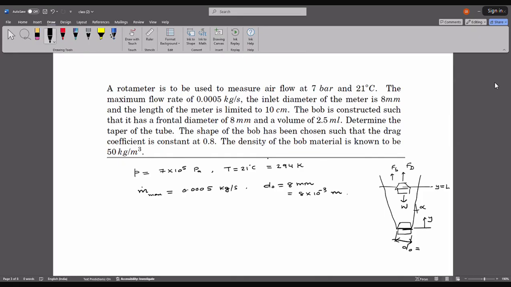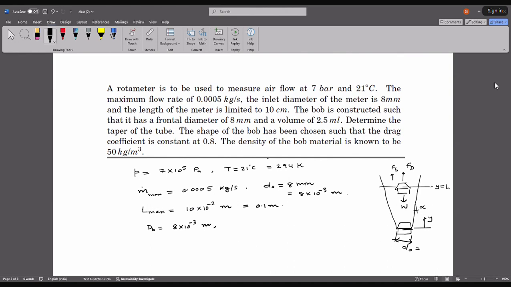The length of the meter is limited to 10 centimeter. So your L max, the maximum length, can be 10 centimeter, which is 10 into 10 to the power minus 2 meter. That is 0.1 meter. The bob is constructed such that it has a frontal diameter of 8 millimeter. So the diameter of the bob is 8 into 10 to the power minus 3 meter.